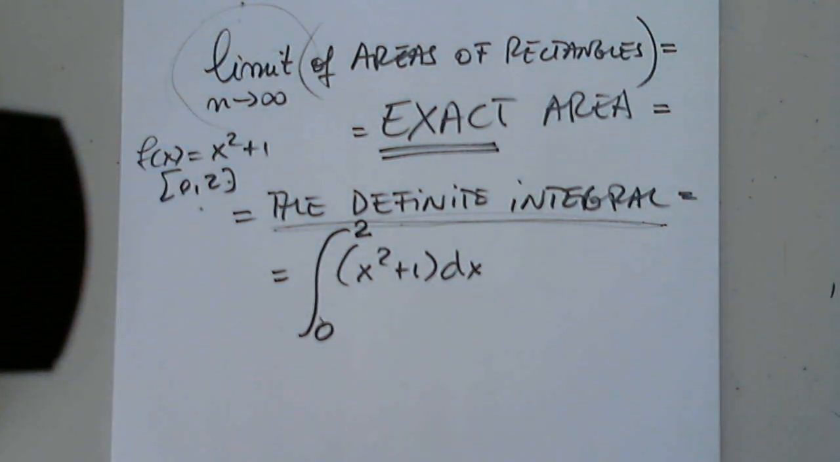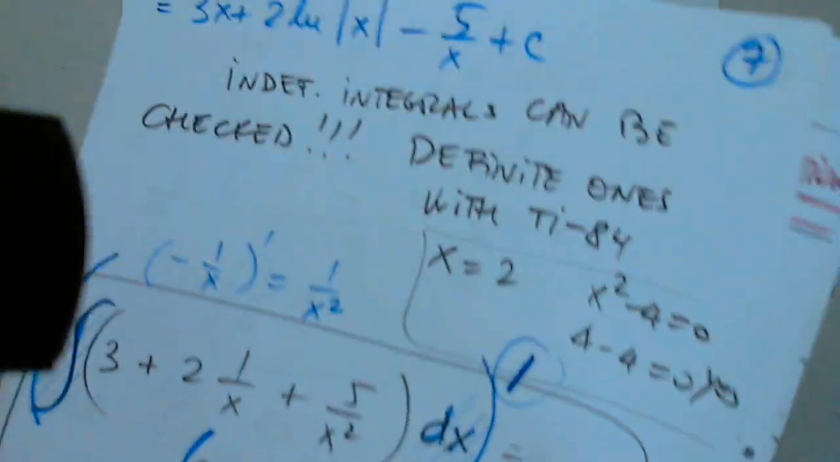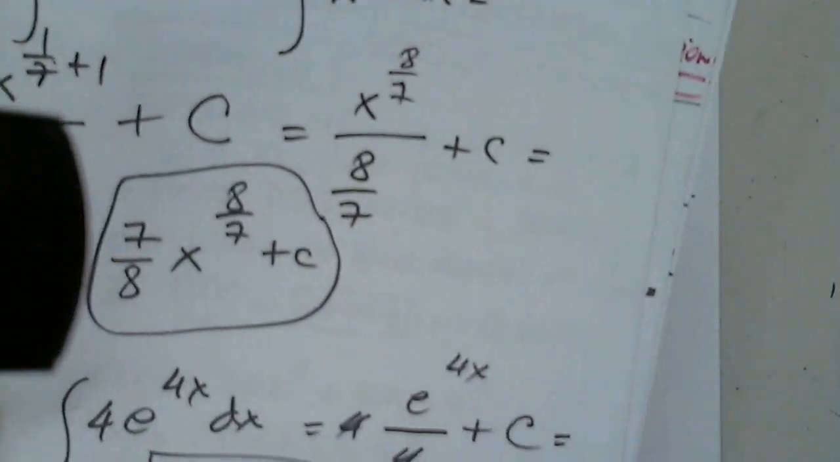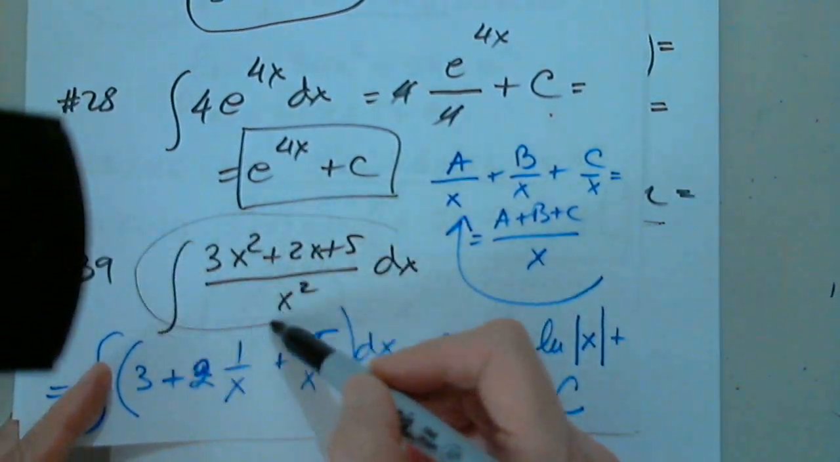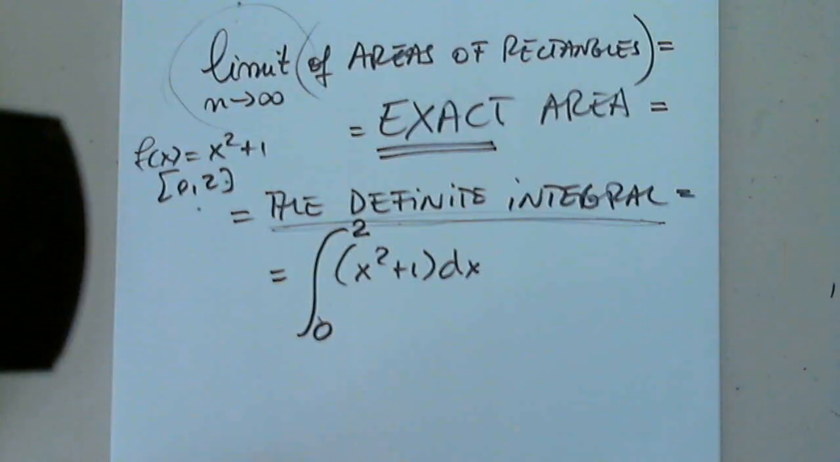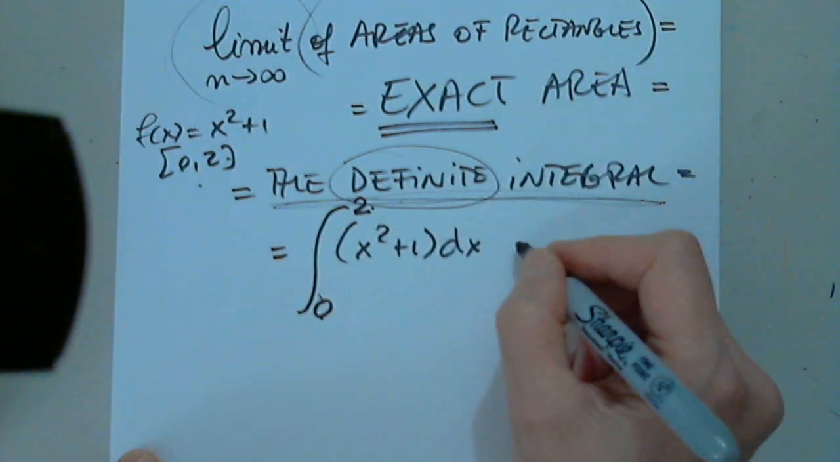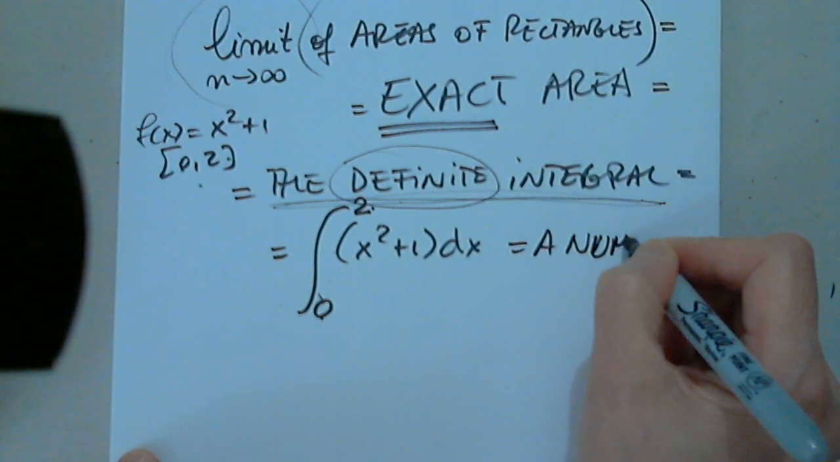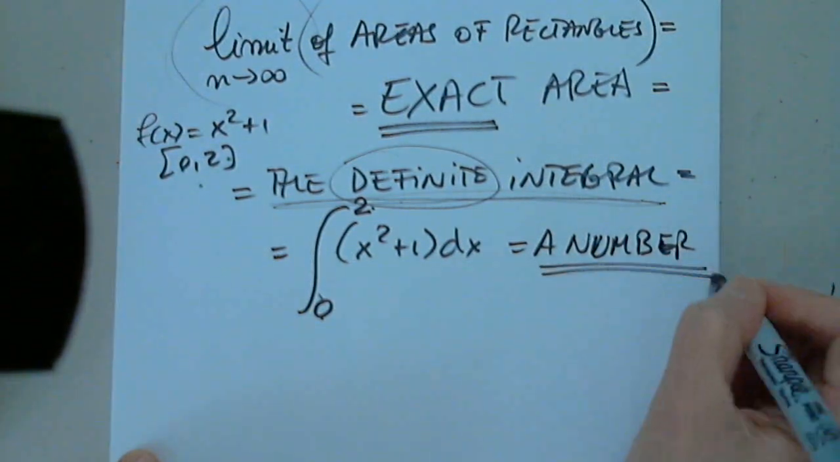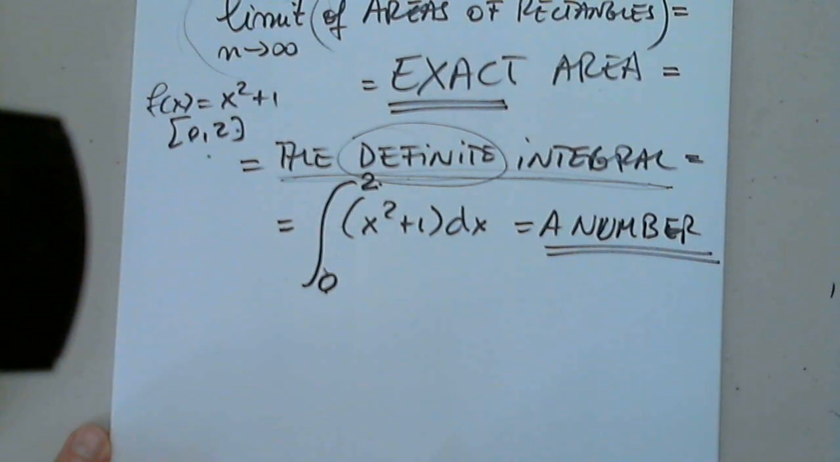So what's the difference between these two symbols? One symbol gives us a family of functions. The other symbol, definite, from 0 to 2, will give us a number, which will be the exact area under the graph, if the function and so on and so forth, but it will give us a number.